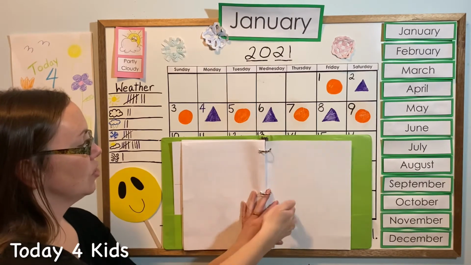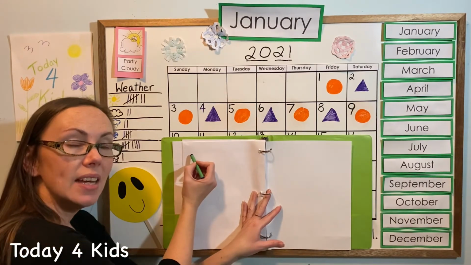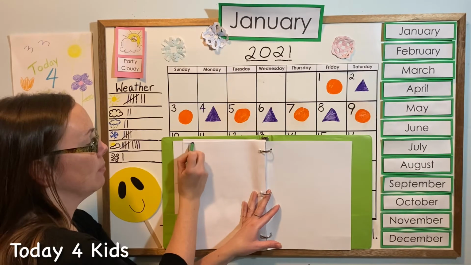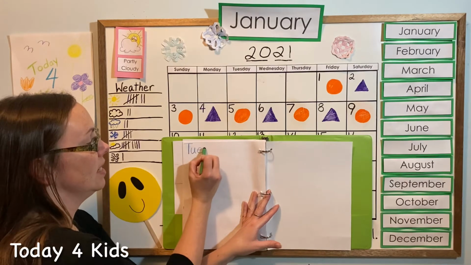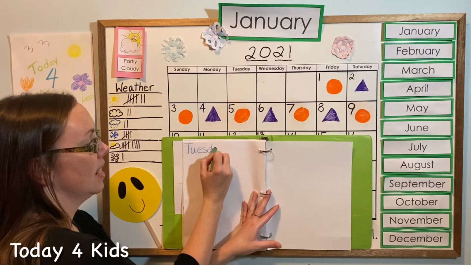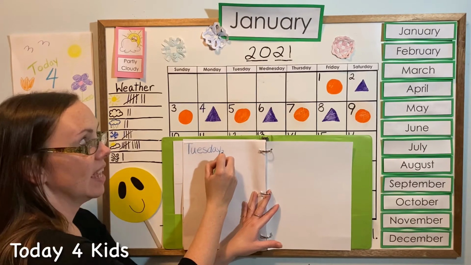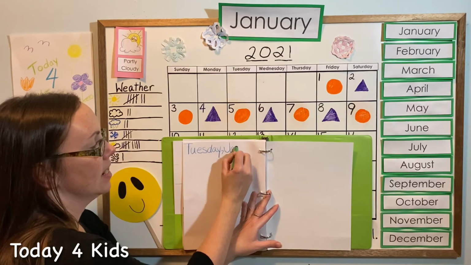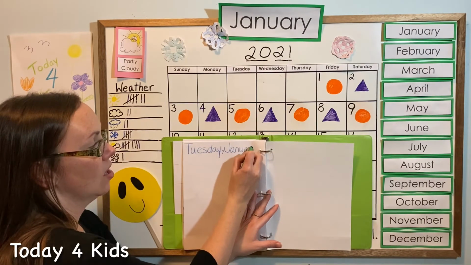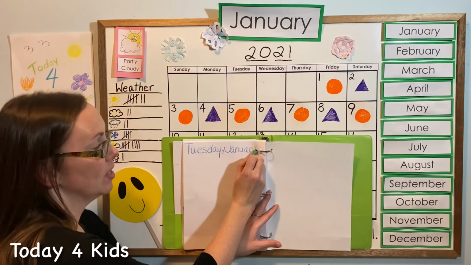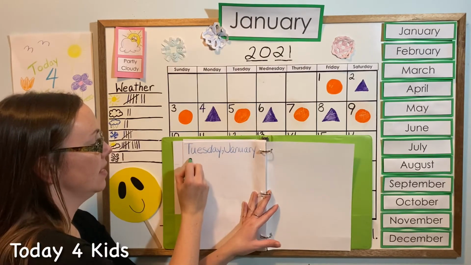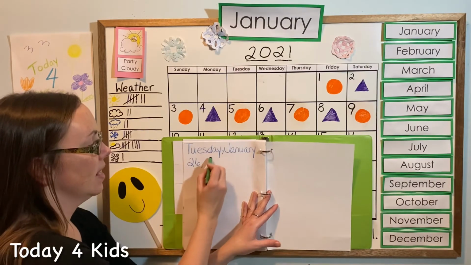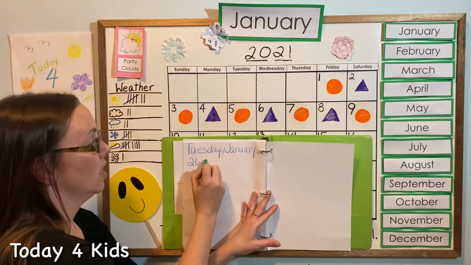So today is Tuesday, and we're going to start by printing Tuesday, and it's going to have a capital T because Tuesday is the name of our day. Capital T, U, E, S, D, A, Y, comma, and then January with a capital J because it's the name of our month, J-A-N-U-A-R-Y, and I've run out of room, so I'm going to bring it down and go back to this side. January 26th, so a 2 and a 6, comma, 26, and then the year is 2021.